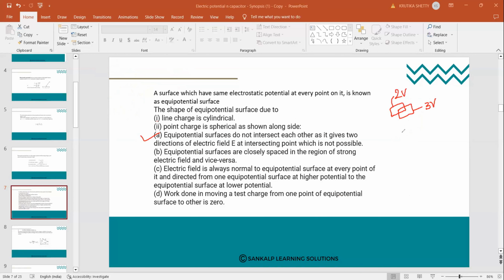Why? Because one surface is at 2 volt and the other is at 3 volt. When these two surfaces coincide with each other, at the point of coincidence, what potential would you say? Can we say 3 plus 2 is 5, or 3 minus 2 is 1, or will you say 2 or 3? So what is the potential value here?